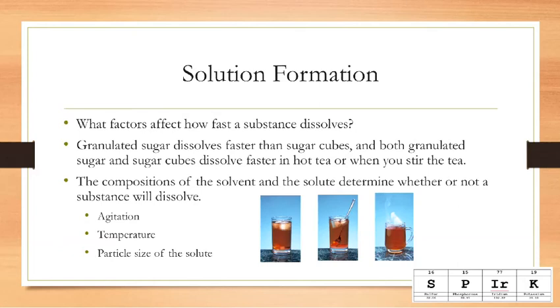So for solution formation, what factors affect how fast a substance dissolves? Granulated sugar dissolves faster than sugar cubes, and both granulated sugar and sugar cubes dissolve faster in hot tea or when you stir the tea. The composition of the solvent and the solute determine whether or not a substance will dissolve. The factors are agitation, temperature, and particle size of the solute. Those are three factors that will affect how quickly the solute will dissolve in the solvent.